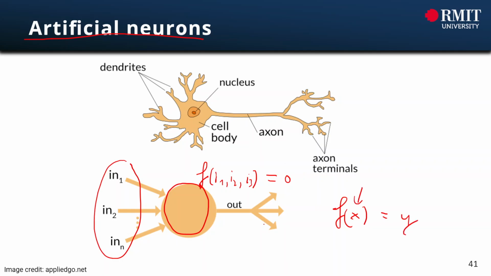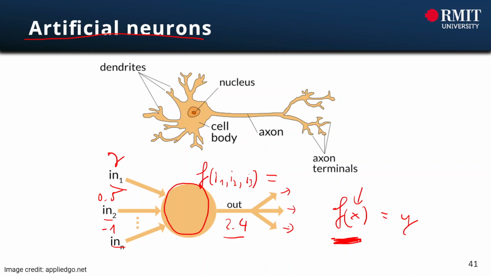So it gets in some input, and there is some formula that will combine these numbers together. In artificial neurons, the input is just a number. Let's say it is 7, 0.5, minus 1. It gets these numbers in, and it will combine them using some formula like plus or multiplication or something like that, and it will output something like 2.4. This will be the output, and it will go to another neuron.